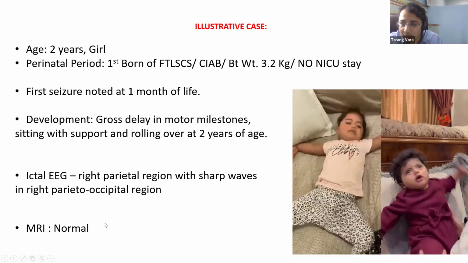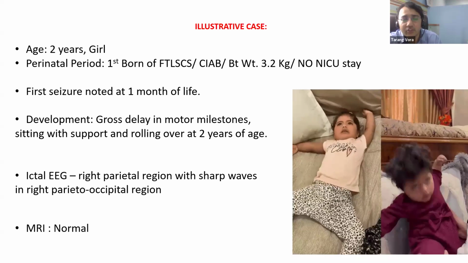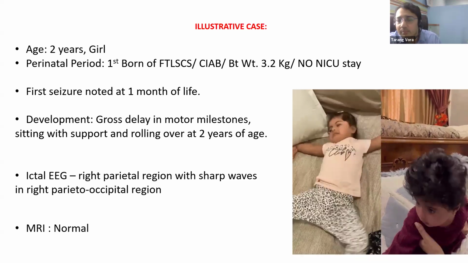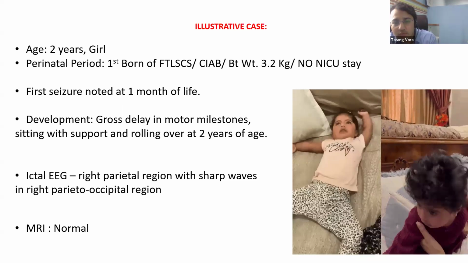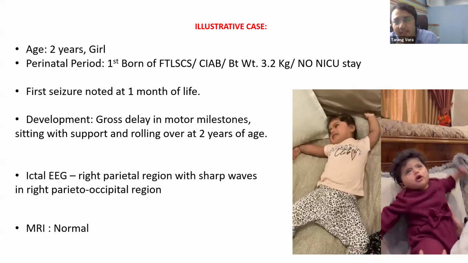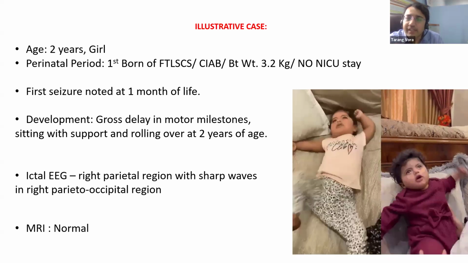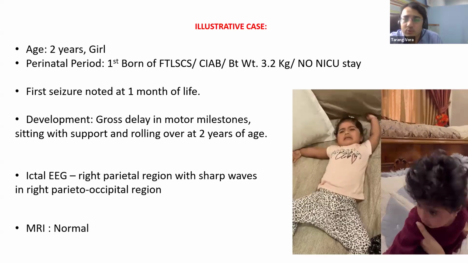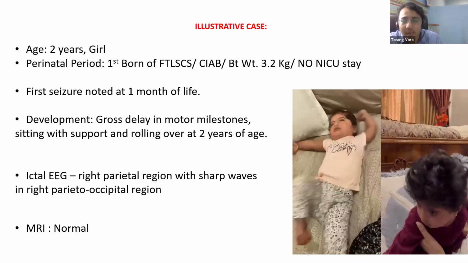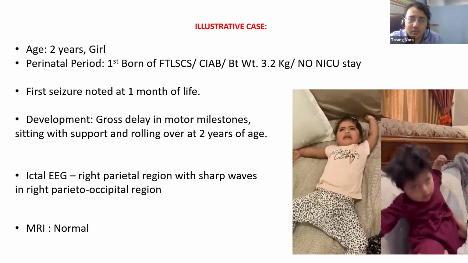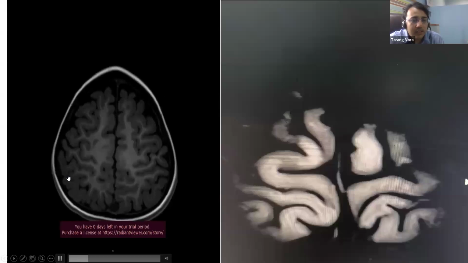Of course, the MRI was absolutely normal, but the EEG was showing right parietal region sharp waves, more predominantly in the right parieto-occipital region. So the EEG was somewhat focal, more parietal and occipital, not correlating with a typical EEG of a child with a genetic etiology or an infantile spasm kind of history. The MRI was reported normal. We repeated it. This is the MRI of the patient.